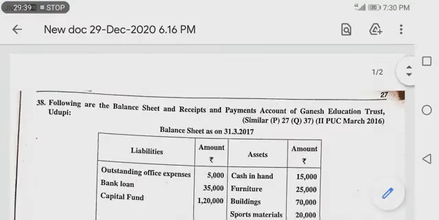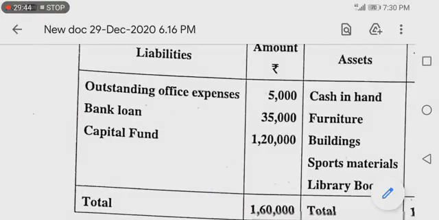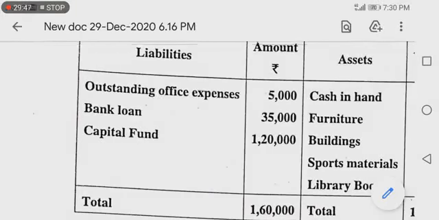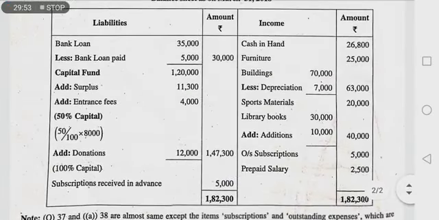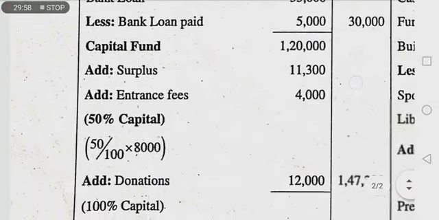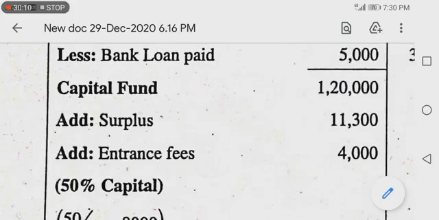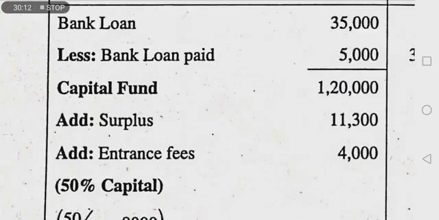Now the next transaction under the old balance sheet is the capital fund. No other transaction is left, only one transaction, that is the capital fund 1,20,000. There is a little more adjustment with regard to the capital fund, so you should be careful while recording it. At first we have to write the opening balance of the capital fund as given in the old balance sheet. You can see here they have written capital fund and also 1,20,000, the opening balance given in the old balance sheet.